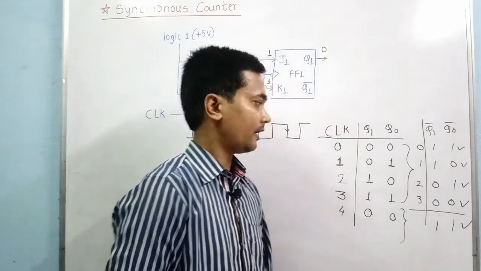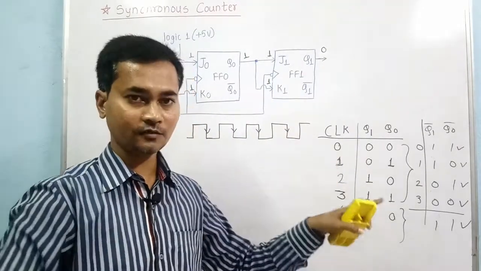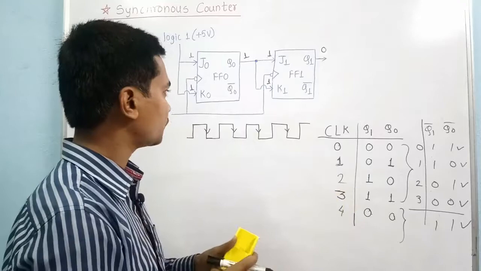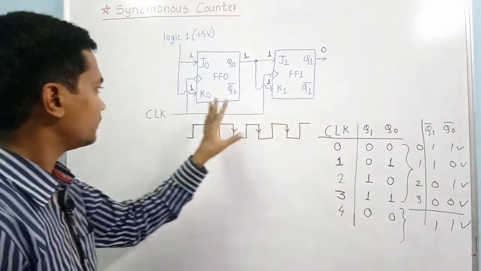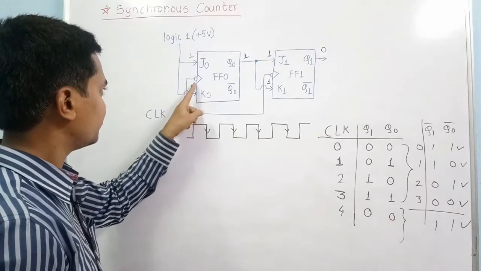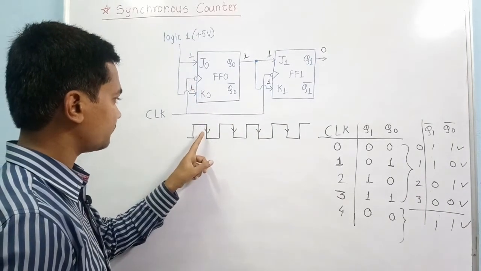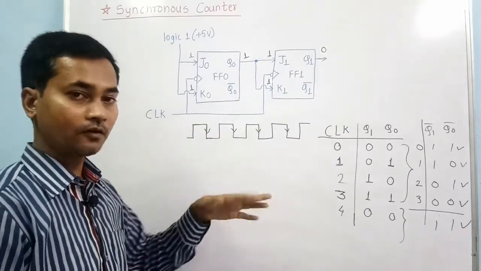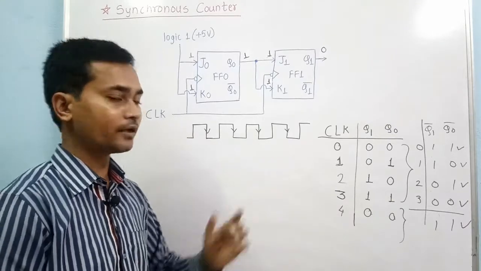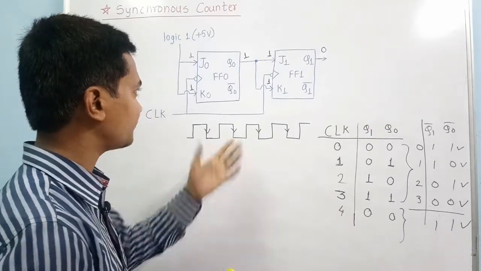And one more option you have: instead of taking the complemented outputs, you can reverse the clock. That means instead of the falling edge, you can have the rising edge. That kind of flip-flop you can use for down counting also. I hope you understood this simple circuitry.